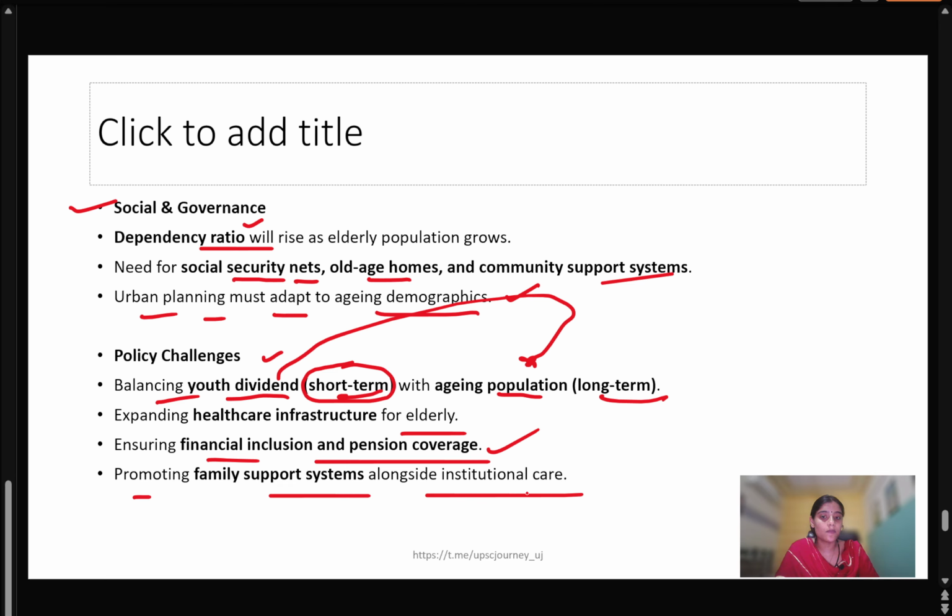alongside institutional care. Because in China or in Japan, we see a concept of family support system along with institutional care. So India will also have to frame their policies that will promote a family support system alongside institutional care.